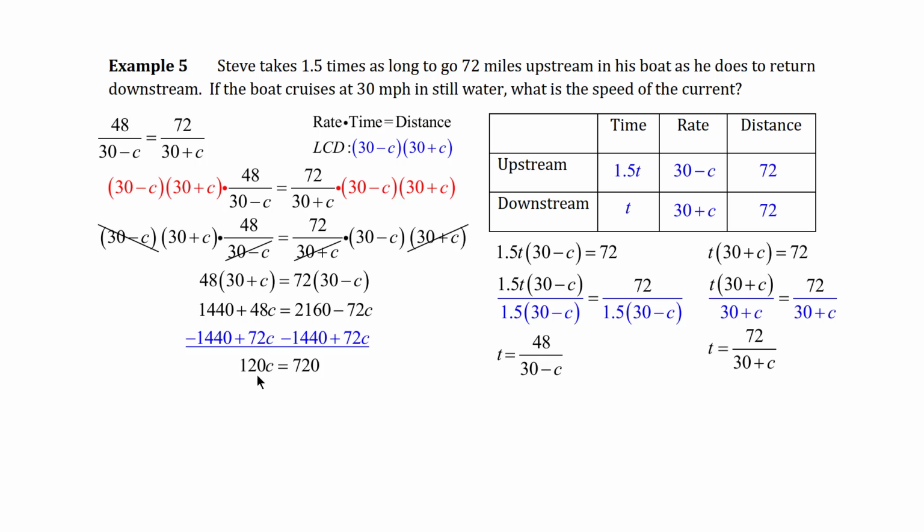Next, we get rid of the 120 by dividing both sides by 120. We get 120c divided by 120 equals 720 divided by 120. After simplifying, the result is c equals 6. Our final answer is that the speed of the current is 6 miles per hour.